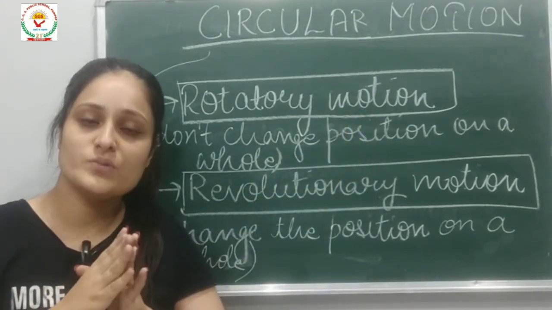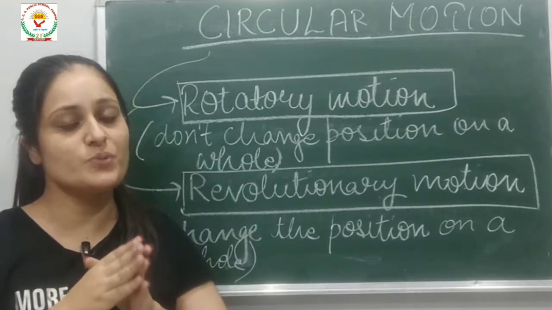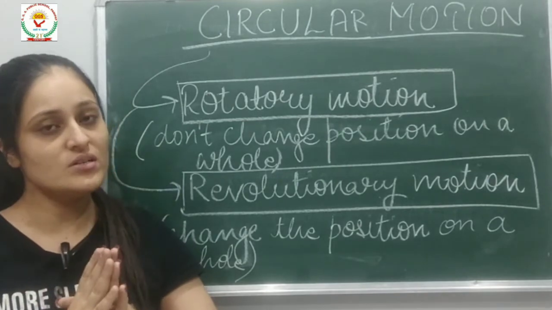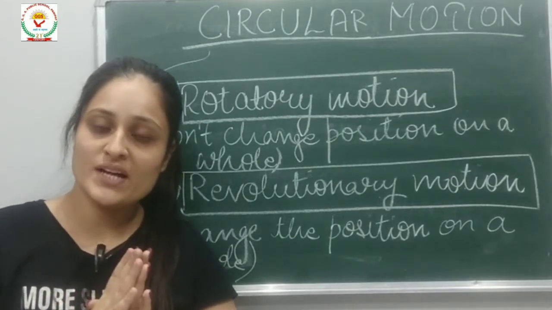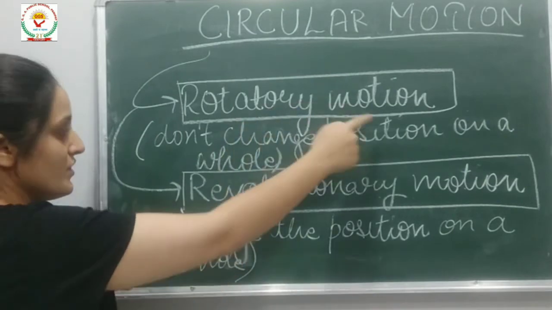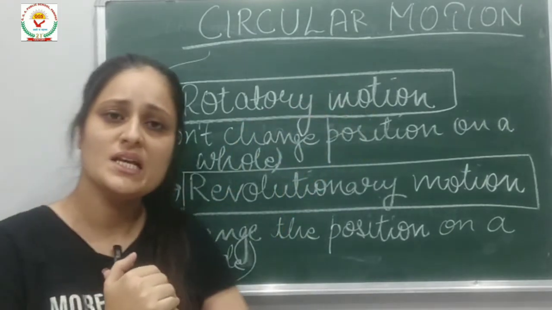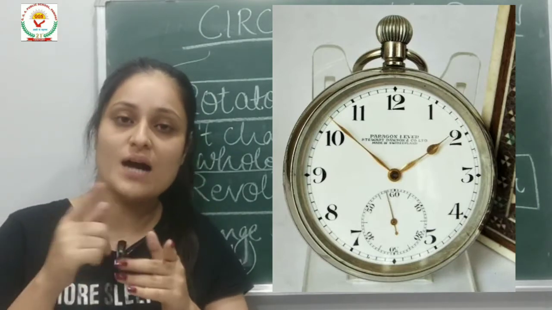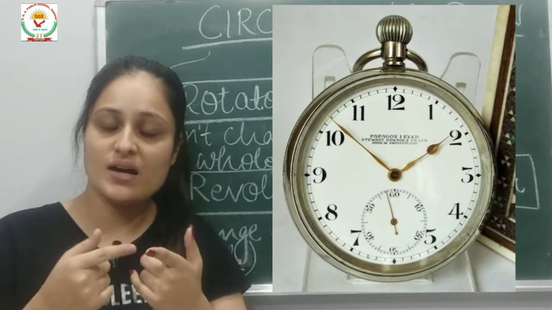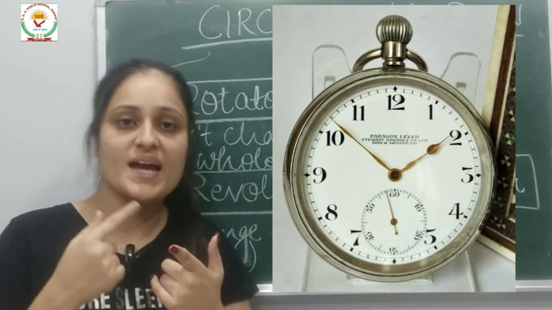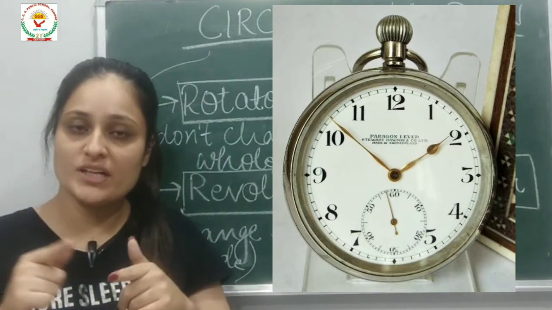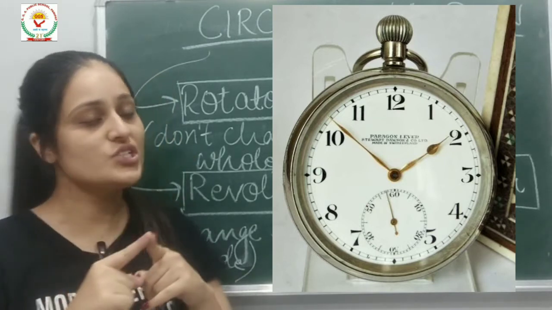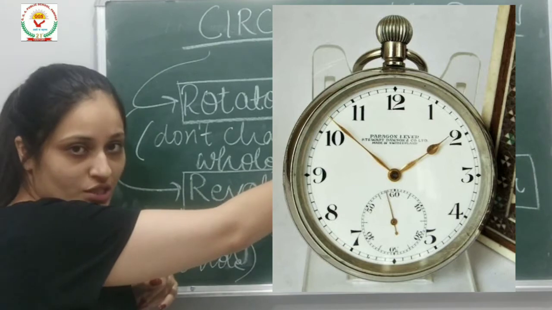When an object does not change its position as a whole from one place to another, the motion of that object is termed as rotatory motion. For example, as you can see in the image, you must have seen at your home also the arms of the watch, the hour arm, minute arm and second arm. It keeps on rotating around a fixed point. So the motion of the arms of the watch can be said to be rotatory motion.